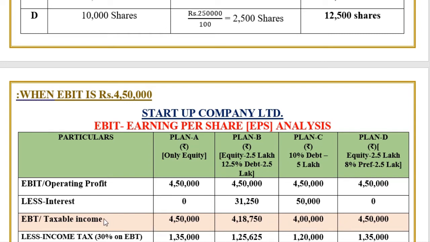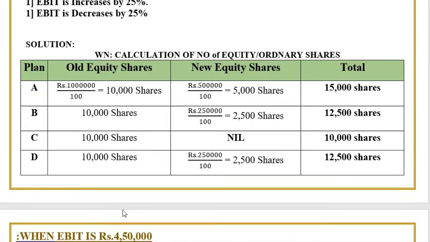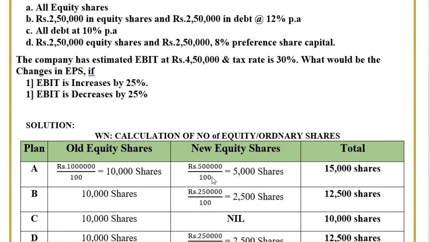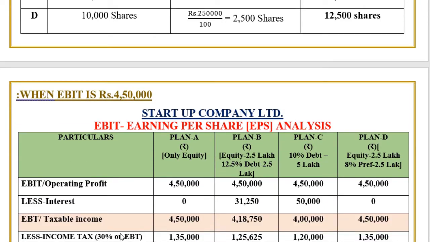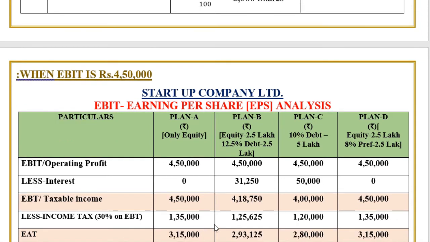Now, you have to calculate tax. So what is the rate of tax here? They are giving 30% tax. Income tax rate is 30%. You calculate 30% on EBT. 30% on 4,50,000 is 1,35,000, and 30% on 4,18,750, 30% on 4 lakh and 30% on 4,50,000. Just calculate, you'll get 1,35,000, 1,25,625, 1,20,000, 1,35,000. Easy calculation. Now EBT minus income tax will get EAT. 4,50,000 minus 1,35,000, so 3,15,000. You do similar calculations in the remaining plan B, plan C, plan D.